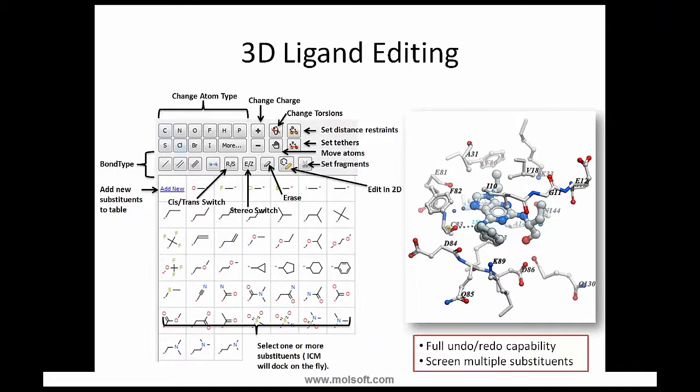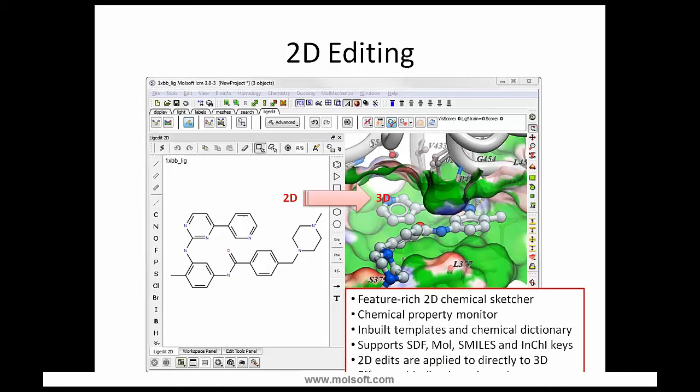So, as I mentioned, you can edit in the 3D environment, or you can edit in the 2D environment. In the 3D environment, you can change atom types, bond types, change the charge and torsion angles, and also select different substituents. So you click here, and then you click on your molecule, then you evaluate the score. If you don't like the score, you don't like the change, you can undo and redo. Same in the 2D environment.